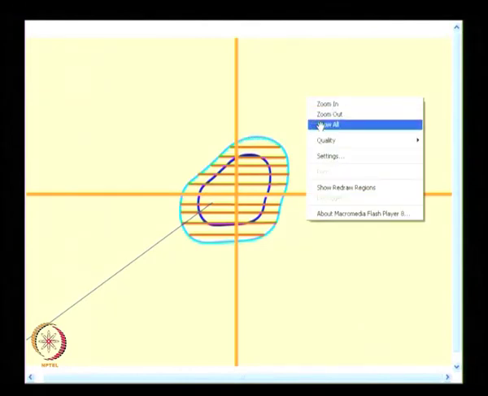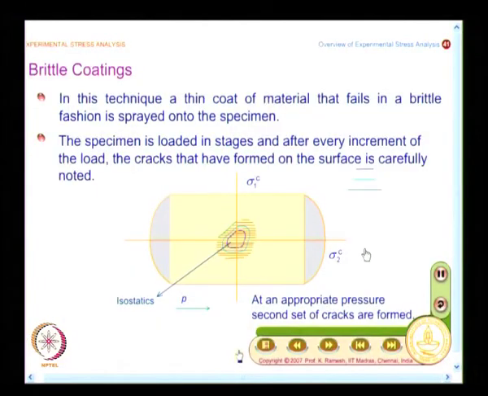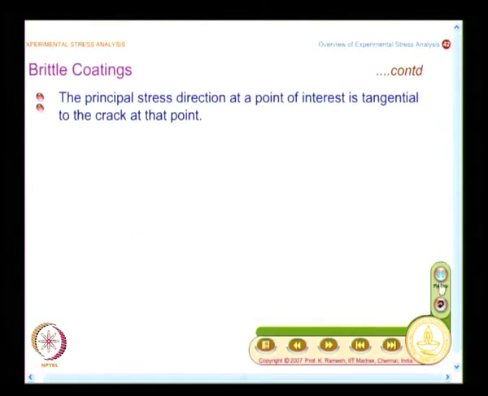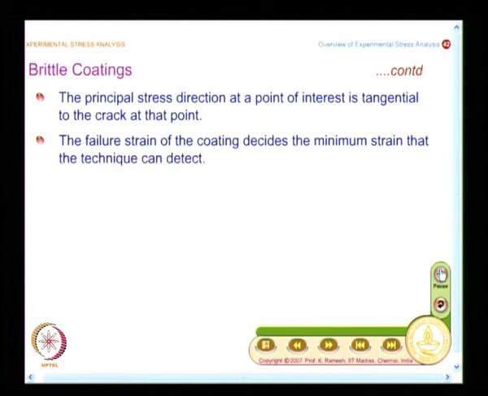This method is also a little different. You incrementally load the structure. At each level of the load you identify the outer boundary of the cracks, you call them isostatics, and if you look at the equations they are mind boggling, and you also make certain approximations in the processing of the results. So, the idea is to use brittle coating more for finding out the principal stress direction rather than finding out the magnitudes. So, that is what we have looked at. The principal stress direction at a point of interest is tangential to the crack at that point.